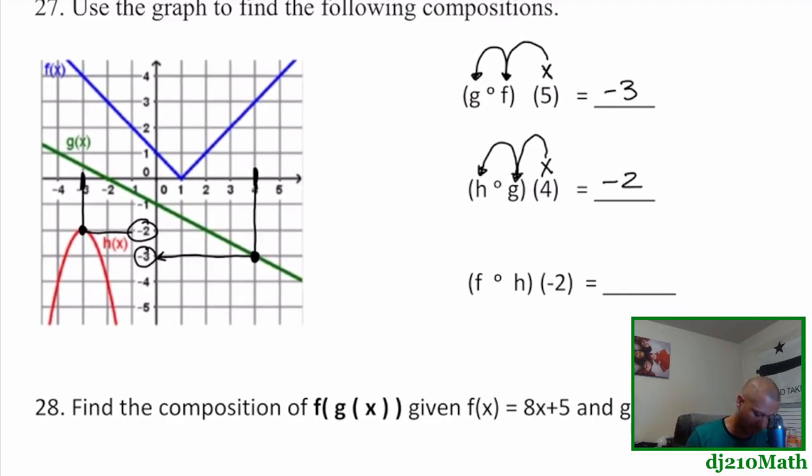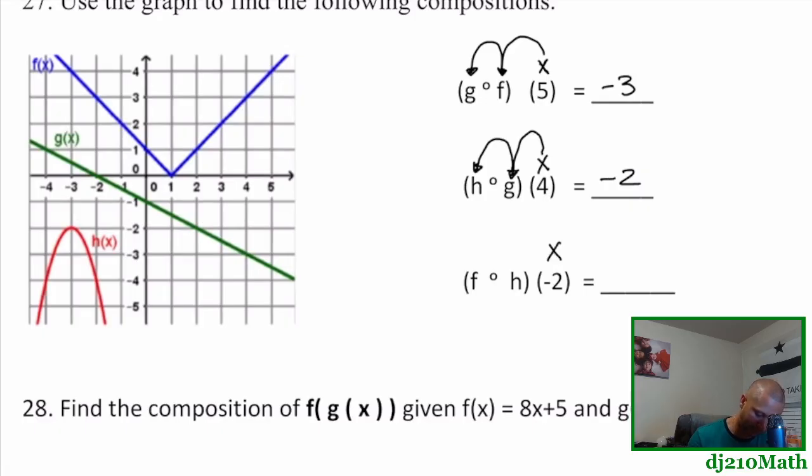Speaking of -2, we have x equals -2. That's where we're going to start out, at x equals -2. So x equals -2 is here. We want to go towards h, so I'm going to go down. Hit h at this point. That y value is -4. -4 is the new input.